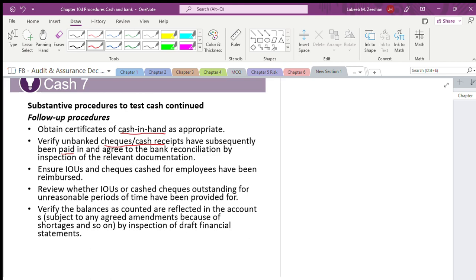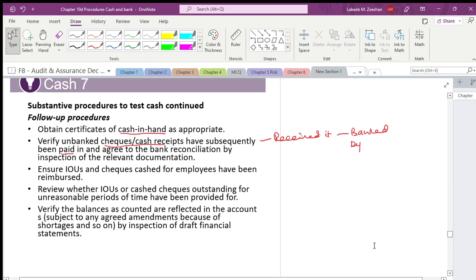If we have received the check, I will write this down: if you have received it, it has to be banked. It has to be deposited into the bank. That's very important.